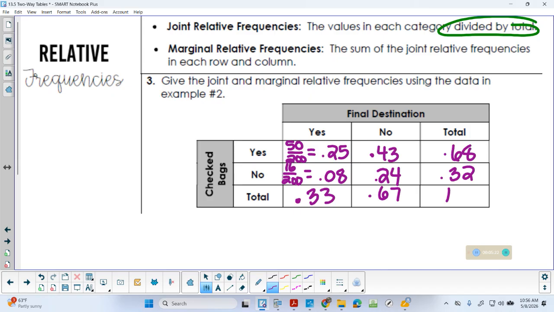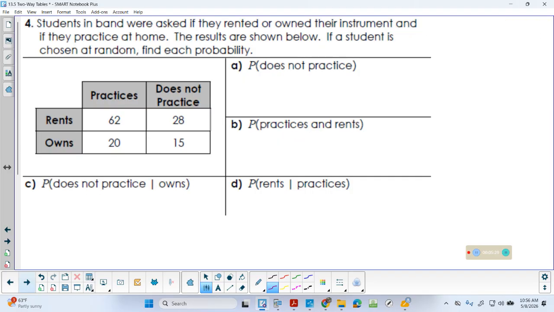43%. I could have just divided the numbers from the previous table and got that for you, but it's just to make it a little simpler so they're all right there in front of you. So now flip the page, we're actually going to calculate some probabilities. Students in band were asked if they rented or owned their instrument and if they practiced at home. The results are shown below. If the students are chosen at random, find the probability.